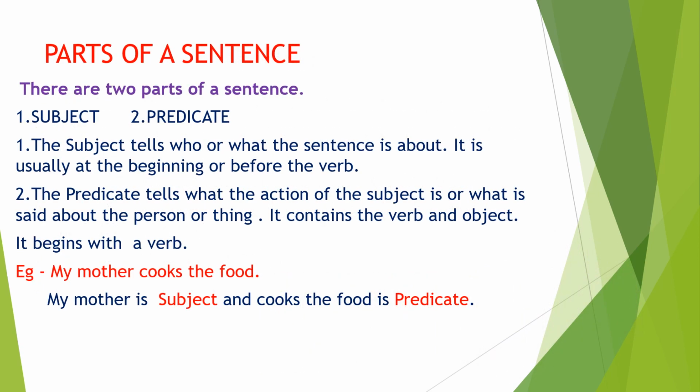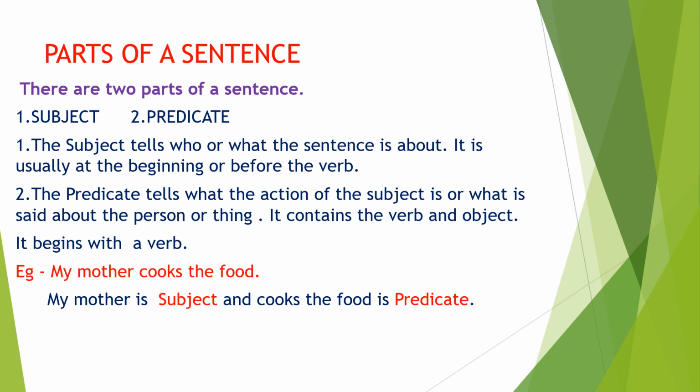We are going to study about parts of a sentence. A sentence can be divided into two parts, that is, subject and predicate. So what is a subject? The subject is the person or thing that we are talking about. The predicate is the part that gives us more information about the subject.